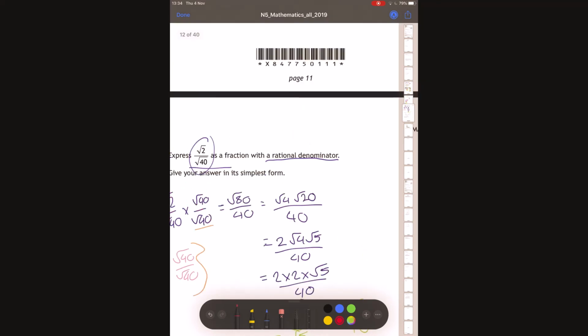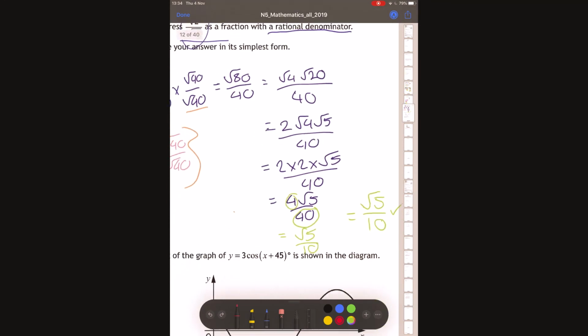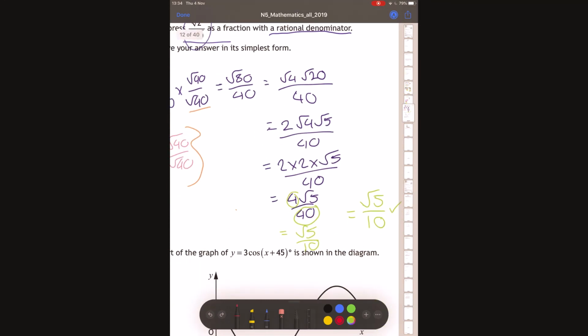My tip for this would be to just forget about these root signs. When you're thinking about what multiplies to make 20, just forget about the roots and then pop them back in again. Be careful that you don't, in this final step, try to simplify that root 5 just because there's a 40 there and you're like, oh well, 5 times 8 is 40, I could simplify that. Don't go there, guys.